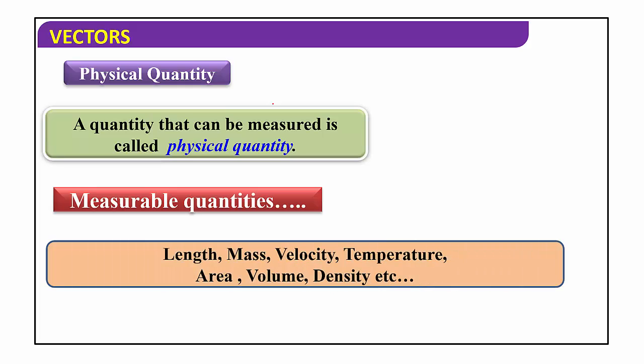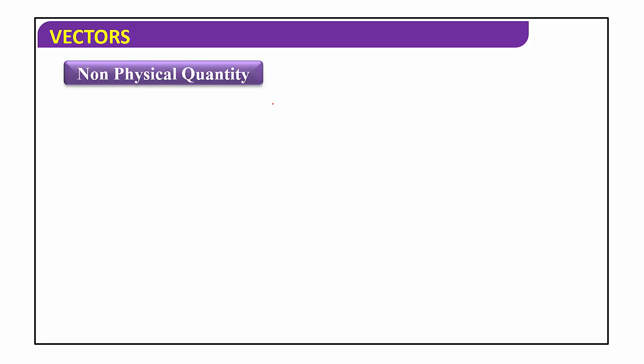Or measurable quantities. For example, you can consider length, mass, velocity, temperature, area, volume, density, and so on. So these are measurable quantities. You can observe length. Length of a rod, 2 centimeter, 10 meter. We can easily measure this quantity. Similarly, mass of an object, 1 kg. Velocity, 10 meter per second. Temperature, 100 degrees Celsius. Area, 2 meter square. So all these quantities we can easily measure. Measurable quantities are called physical quantities.